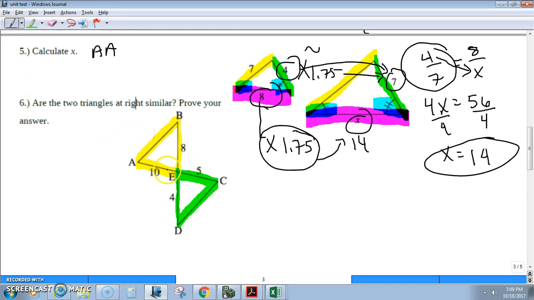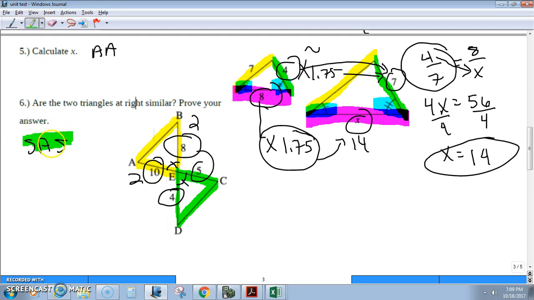What do we know? We know because of the vertical angle theorem that this angle is the same as this angle. And do we know that these sides are proportional? So 8 divided by 4 is 2, right? And 10 divided by 5 is also 2, so they are proportional. So because of the side-angle-side theorem of similarity, these two triangles are similar. Okay, but you have to have that proof. You have to have that justification. So don't forget to use these to prove your answers. Okay?